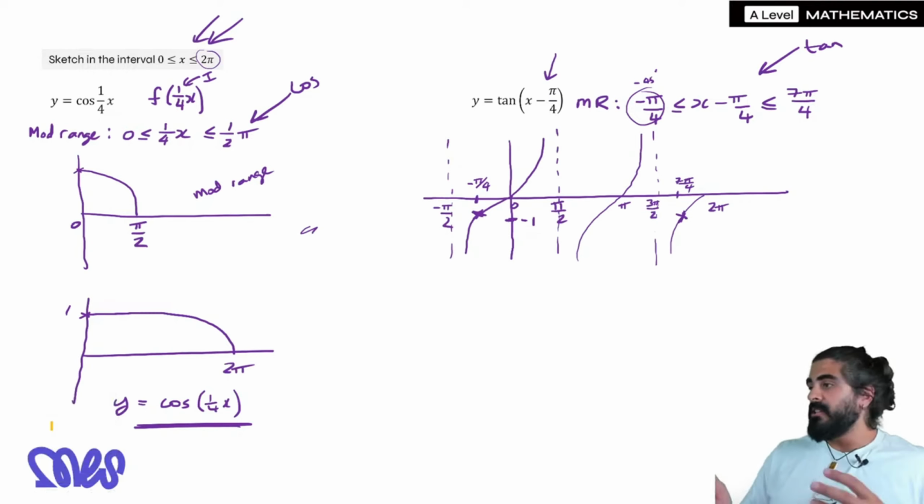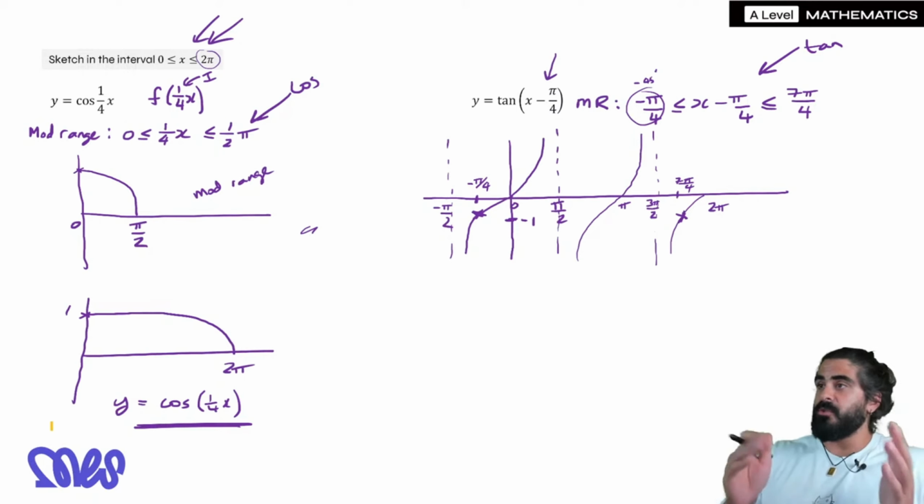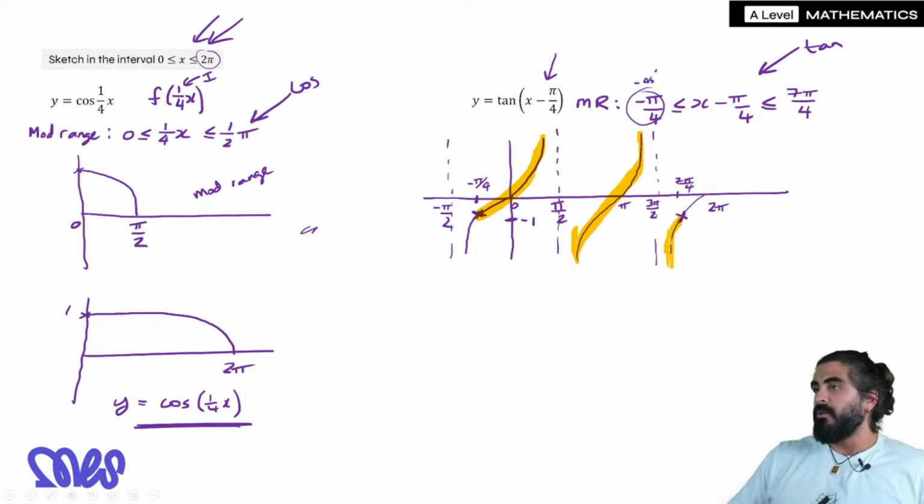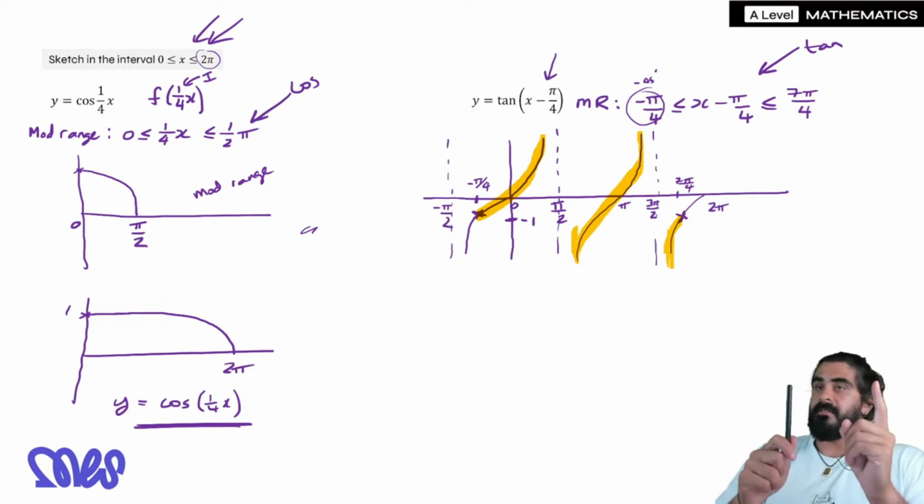Now, what we need to do is identify the tan graph between those two values. So it starts at minus pi over 4. It goes up. Then there's a full wave here. And then it comes from the bottom and then stops here. Now, what I've highlighted, that's the tan graph between the modified range.